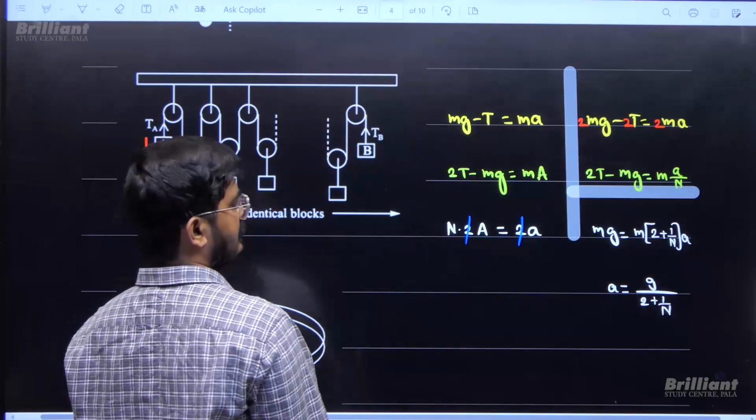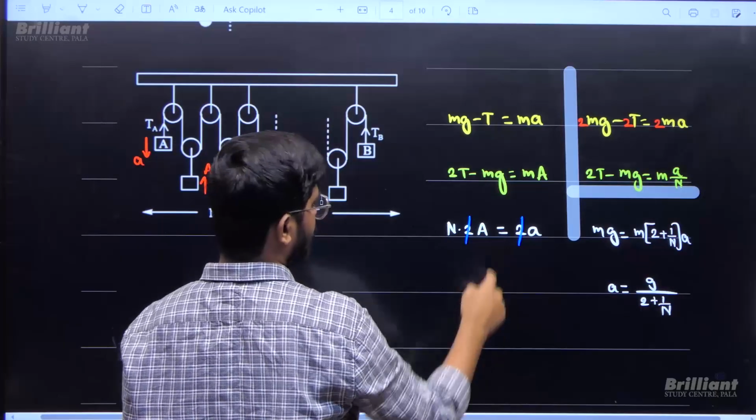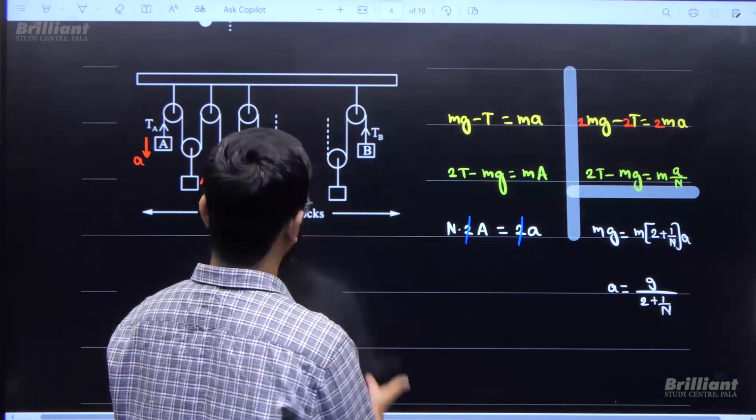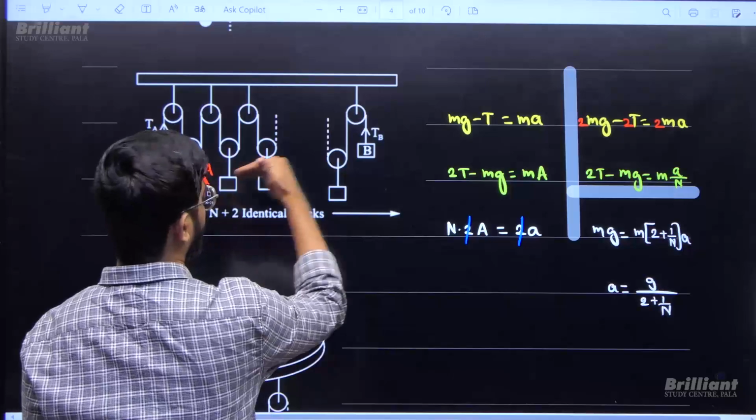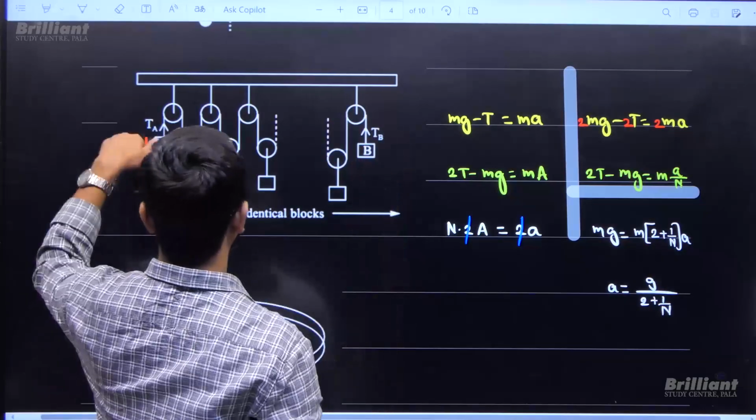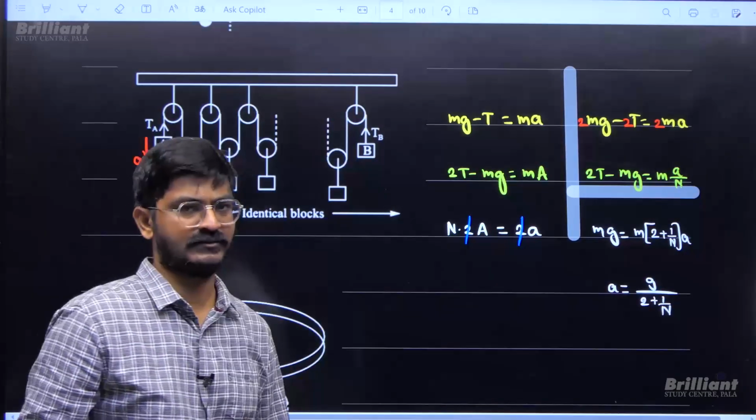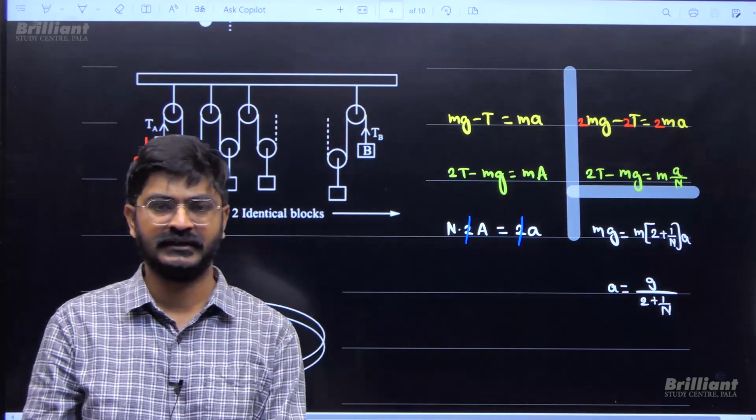When n tends to infinity, this is going to be g by 2, this is going to be almost 0. So there will be very small movement here, but there will be some significant movement here. Anyway, you can read the explanation. I will be attaching the PDF, right? Thank you.